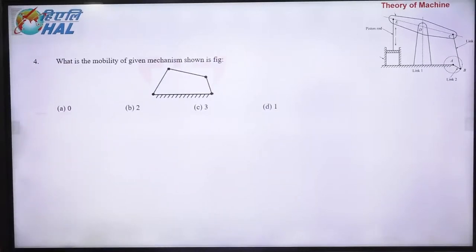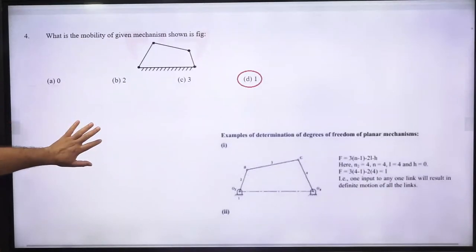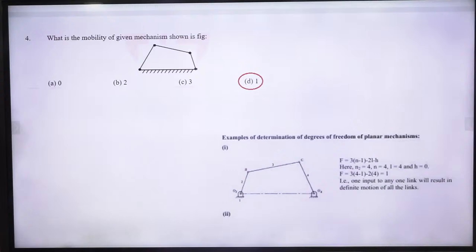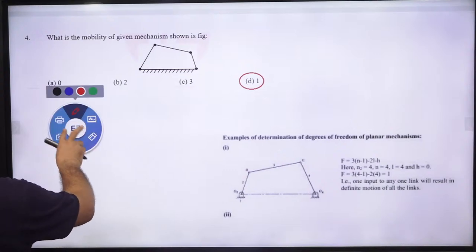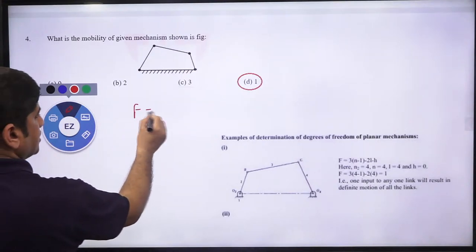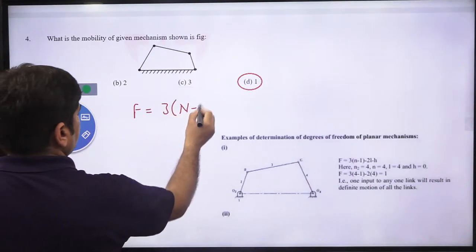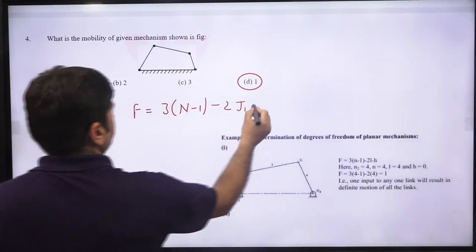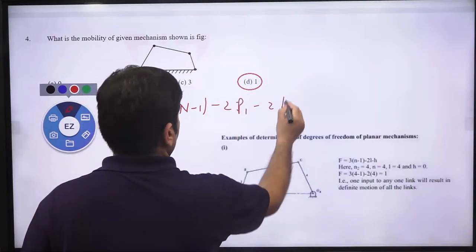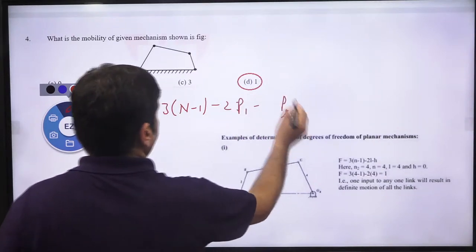What is the mobility of this mechanism? We have just discussed the mobility or degree of freedom for this mechanism. From Grubler's criteria you can derive its equation. So degree of freedom is now equal to how much? This is the formula of mobility. This is a two dimensional pair. So degree of freedom is nothing but 3 times (n minus 1) minus 2 j1 minus j2.